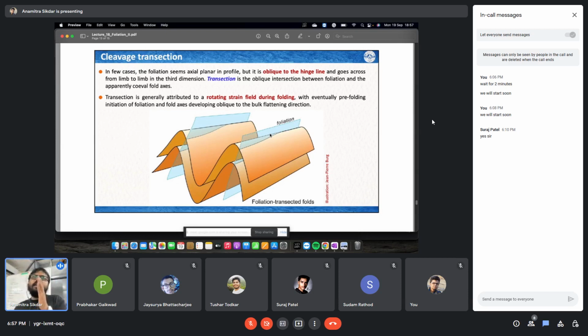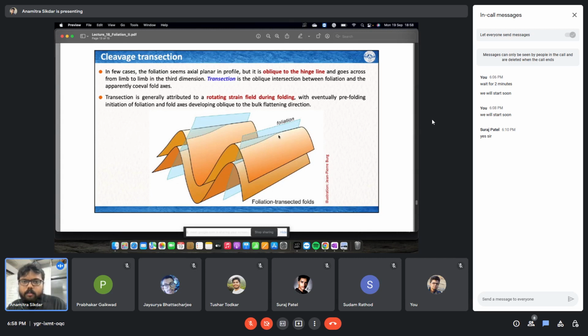Sometimes the foliation might be at some angle with the axial plane. So this is the foliation, this is the axial plane. There might be some kind of angle. So what will happen? It will produce these lines. Those are transactions. You will rarely see those in the fields, but they are there.